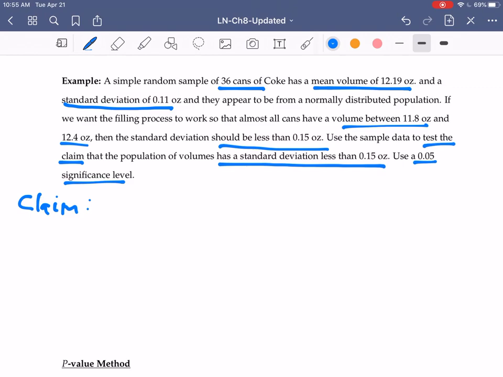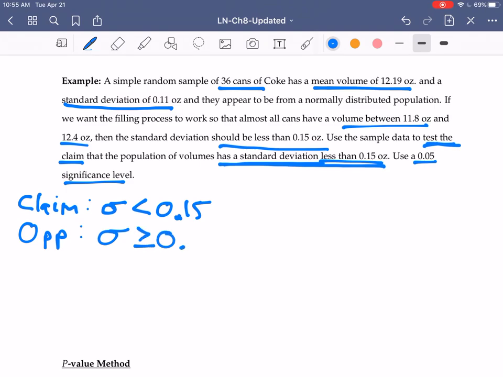The claim is that the standard deviation, sigma, is less than 0.15. So then we identify the opposite of the claim, and it's not less than 0.15. It's actually the opposite. It is greater than or equal to 0.15. From these two things, we will use those to come up with our null and alternative hypothesis.